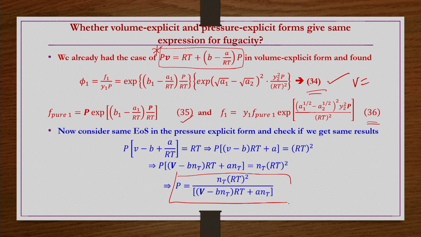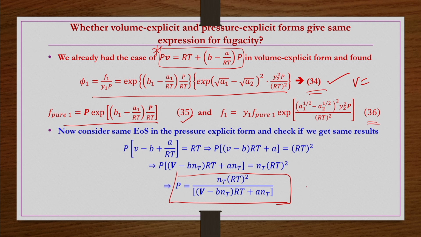and then we will be using equation number 53 and 54 in order to get phi 1 and then F pure 1, and then check whether we are getting these expressions or not. If the equation of state is the same, whether you write that equation of state in volume explicit form or pressure explicit form, you should get the same fugacity expression, right. So, these things in 34, 35 we have anyway derived.